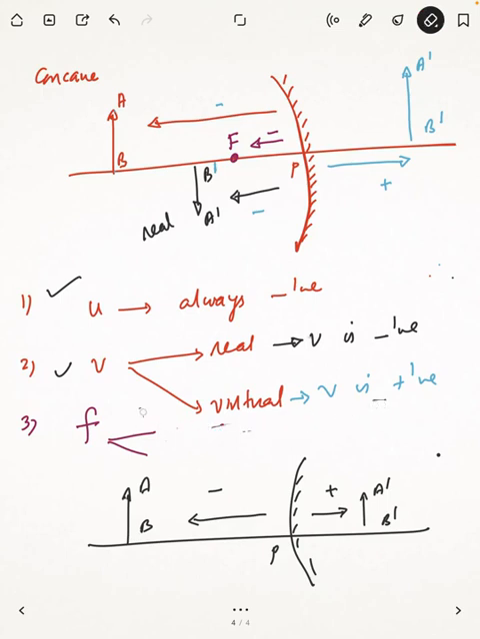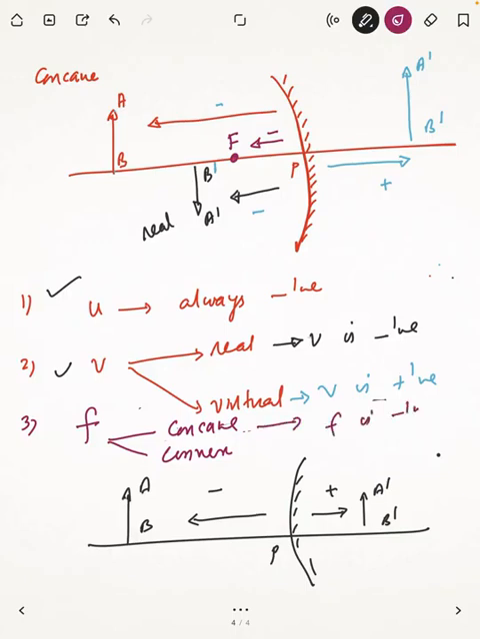So you have focal length for concave, and you have convex. For concave mirror, the distance to the focus we are measuring toward the left side. So for concave, focal length is negative. Very important point. For convex, the principal focus is on the right side. So distance from P to F we are measuring toward the right side, so it is positive. For convex, the focal length is taken as positive.